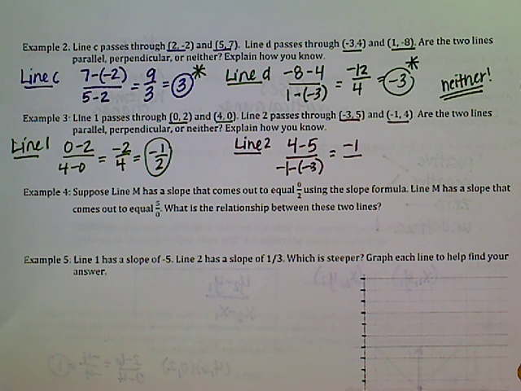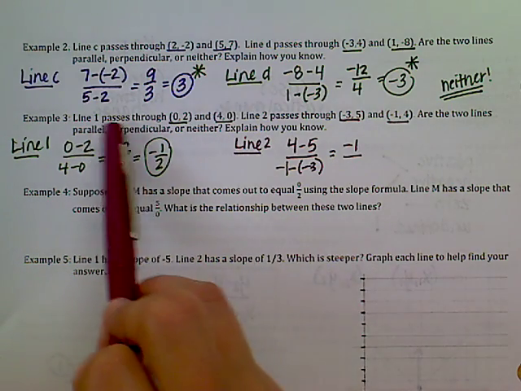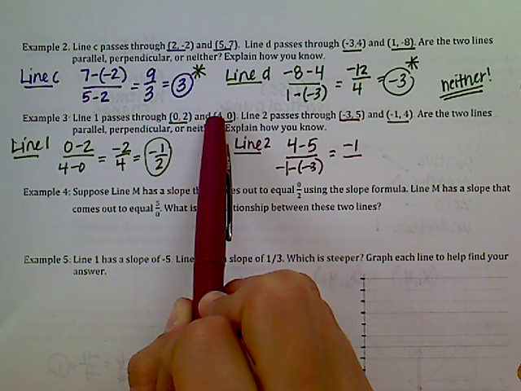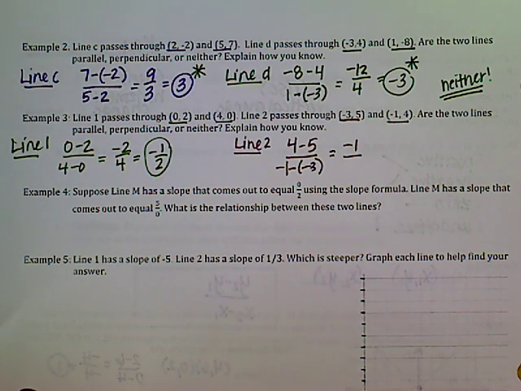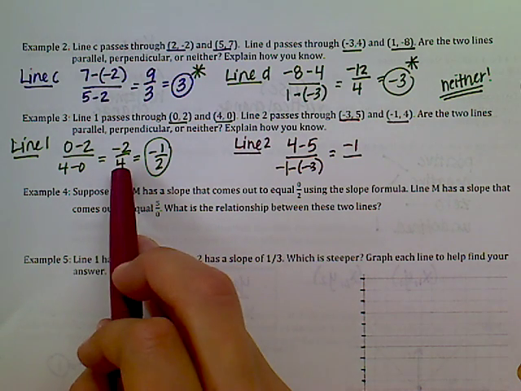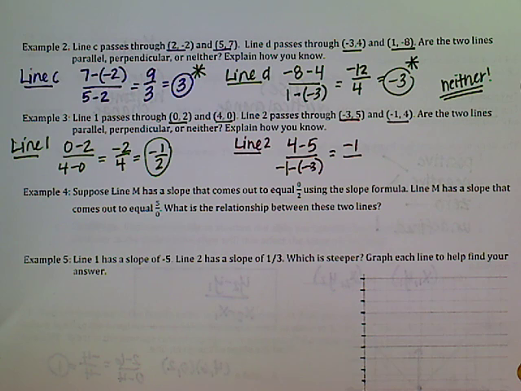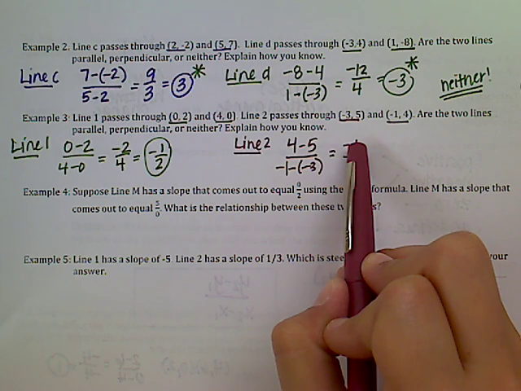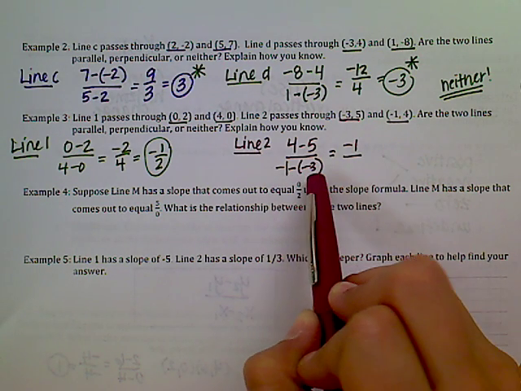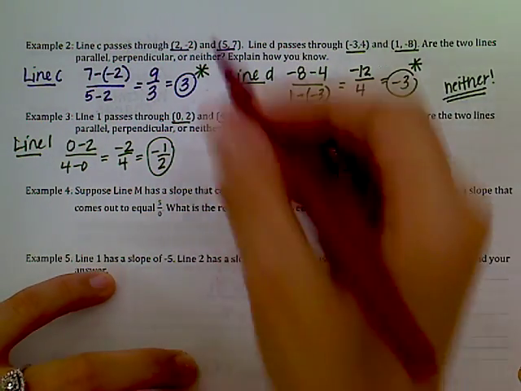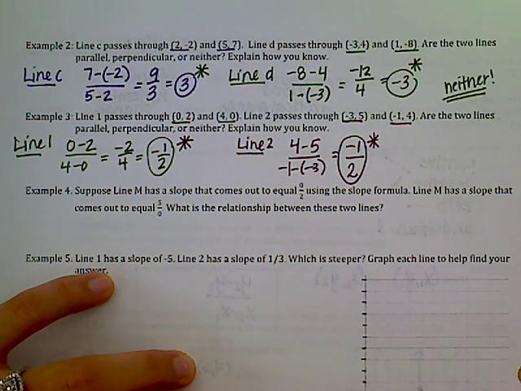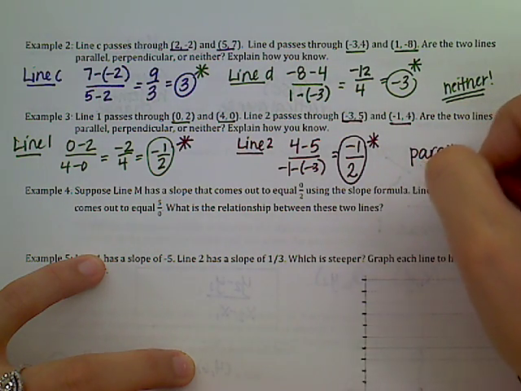For example 3, we're doing the same exact thing, just different points. So my line 1 passes through (0, 2) and (4, 0). So I take 0 minus 2 over 4 minus 0. I get -2 over 4, which is -1/2. For line 2, I take 4 minus 5, which is -1. -1 minus a -3 becomes 2. So if I compare these slopes now, -1/2 and -1/2, they are the exact same. When my slopes are the exact same, that tells me my lines are parallel.